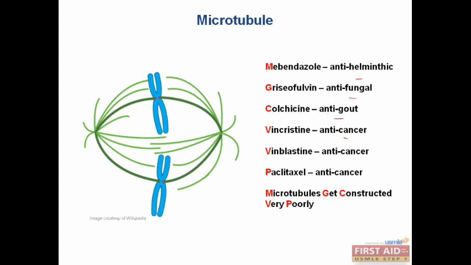Some examples that are most likely to show up on step 1 are mebendazole, which treats helminths, griseofulvin, which treats fungi, colchicine, which is a super important drug which treats gout, and vincristine, vinblastine, and paclitaxel, which are all chemotherapy drugs. Now, why does colchicine treat gout?